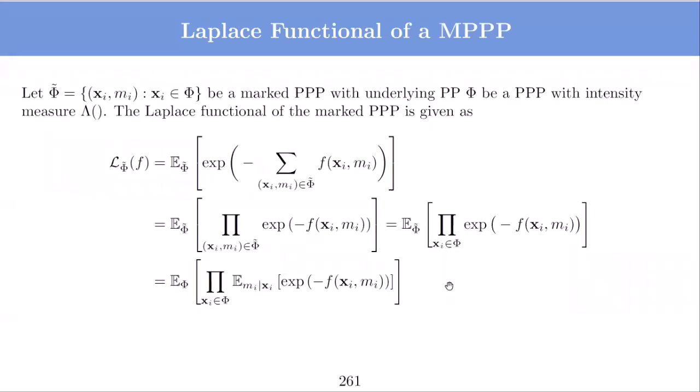So what I do now is take the expectation of the product over all points. Note that phi tilde has two randomness: one is phi and the other is the mi's given xi. So I break this expression into two parts: one is the expectation with respect to phi, and then the expectation with respect to mi goes inside the product, because this does not depend on mi if I know all the points, or if I know all of phi. So now this is the expectation with respect to mi given xi of this term, conditioned on xi.